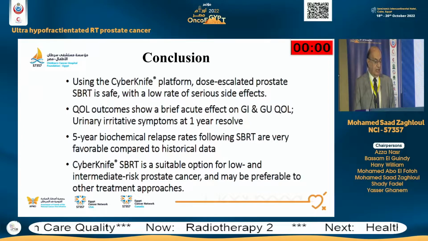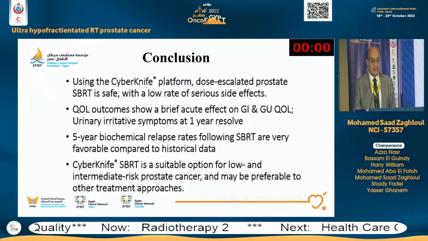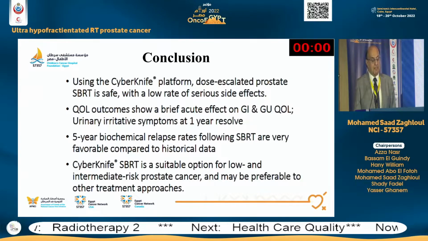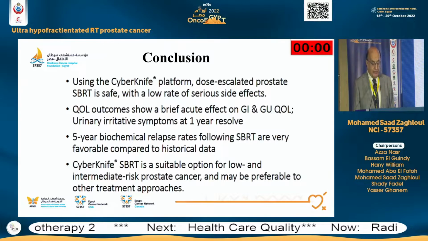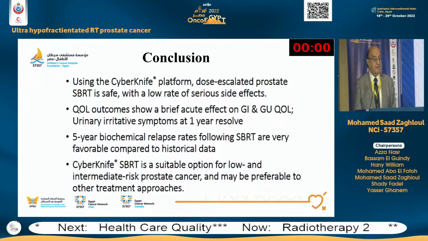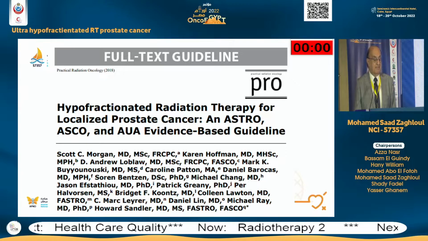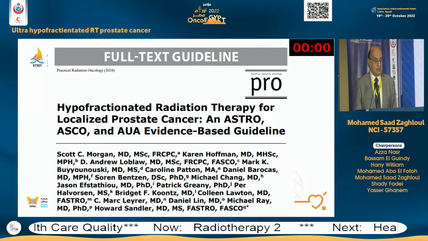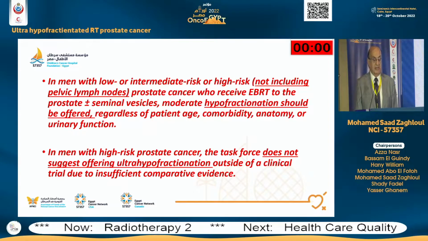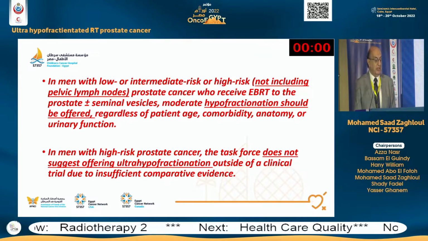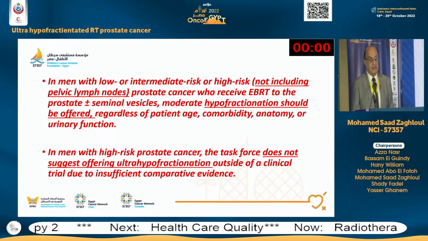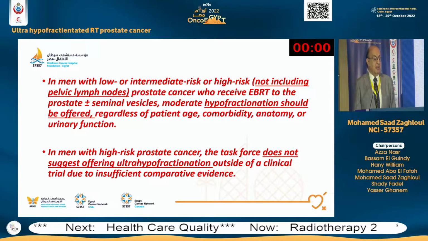And I would say even for high risk, except if they have any lymph node metastasis, although for high risk it is preferable to do it in a clinical trial. ASTRO, ASCO, and the AUA have evidence-based guidelines, and these guidelines show that hypofractionation should be offered for low, intermediate, and high-risk patients, not including the pelvic lymph nodes.